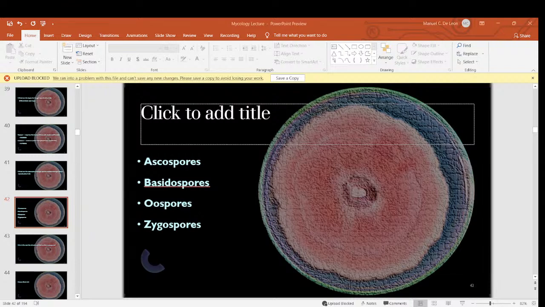And then another one would be oospores. They are produced by the oomycetes, which includes fish-related fungus or diseases of fish. And then zygospores are produced by zygomycetes. So there's a shortcut. Ascospores, asci, the sac-like structures.